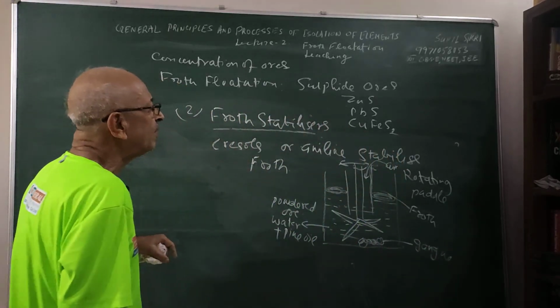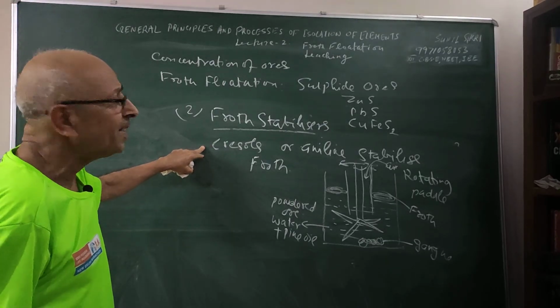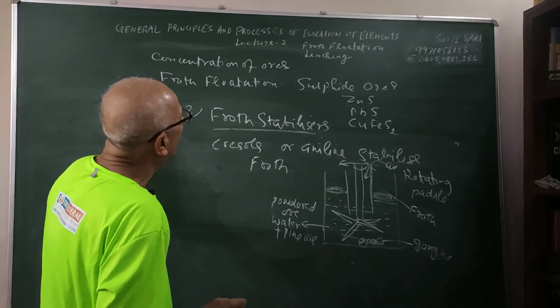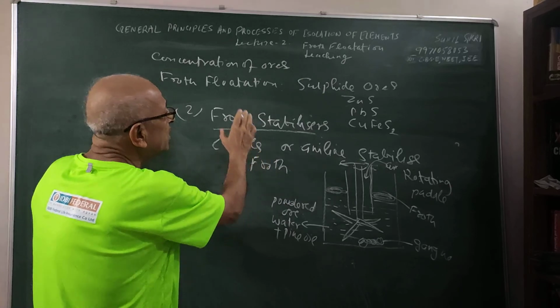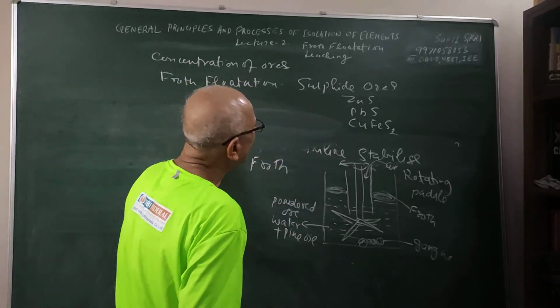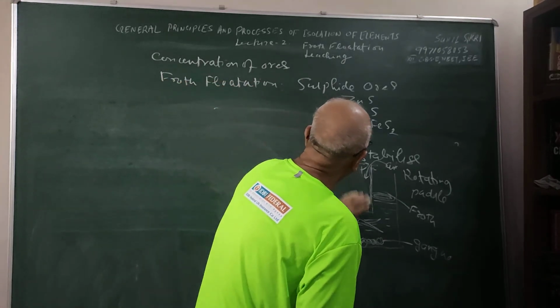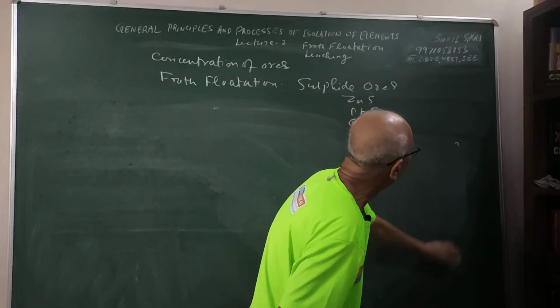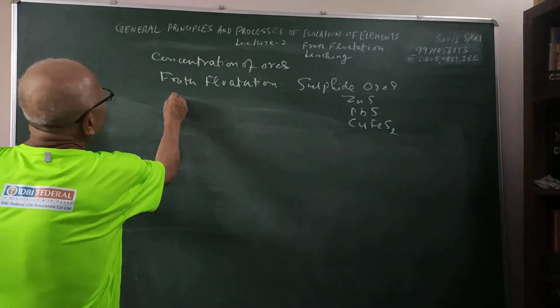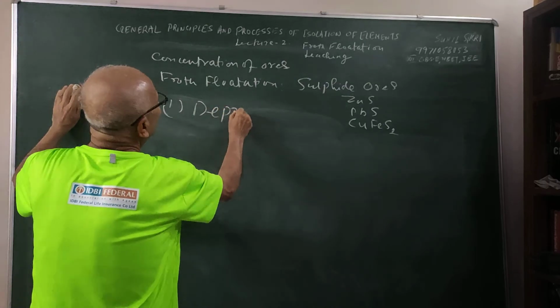So sulfide ores can be concentrated by using collectors and froth stabilizers. These are the two things which we are using in this, which have been asked in the exam. Another important thing about froth flotation is the use of depressants.